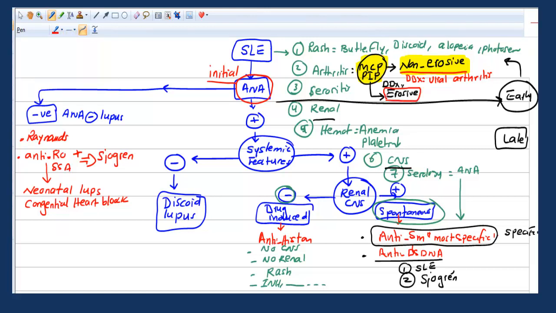Metacarpophalangeal, proximal interphalangeal, but it's erosive. Can you tell me a disease here? Maybe rheumatoid? Very good, rheumatoid arthritis. So this is your differential diagnosis, guys, because for metacarpophalangeal and proximal interphalangeal joints, you only have 3 diseases. The first one is non-erosive, which is basically our topic, SLE. The second one, also non-erosive, is viral arthritis, which is very common. I will talk about that, usually less than 6 weeks. And the last one, the erosive one, the difficult one, is rheumatoid arthritis.